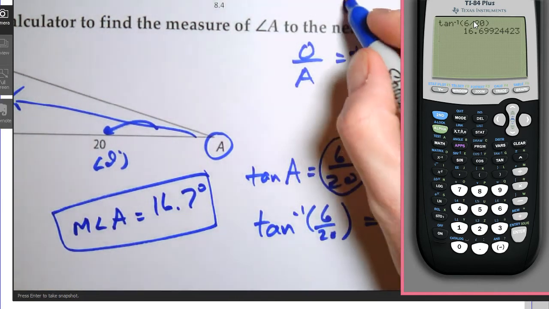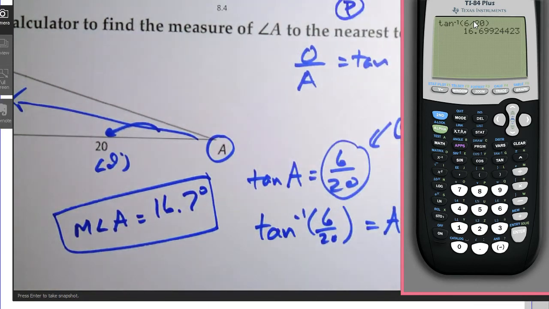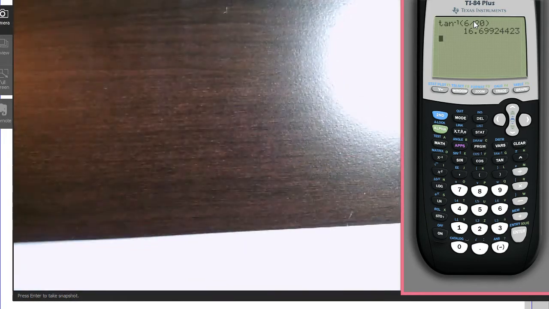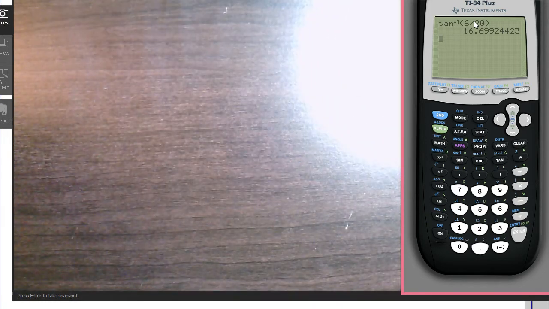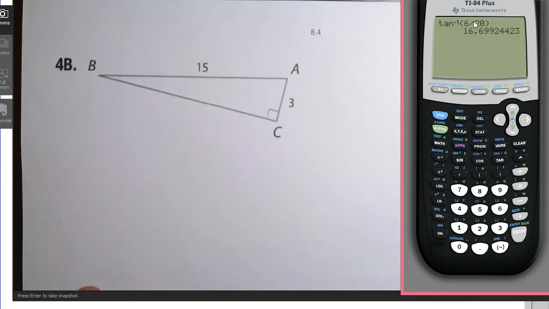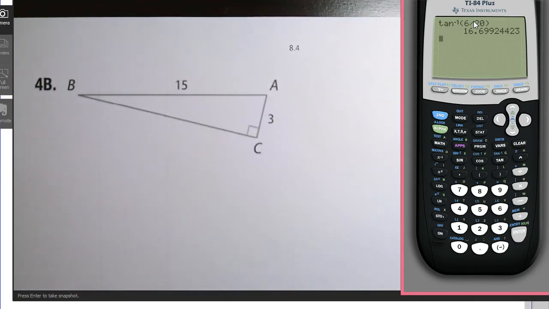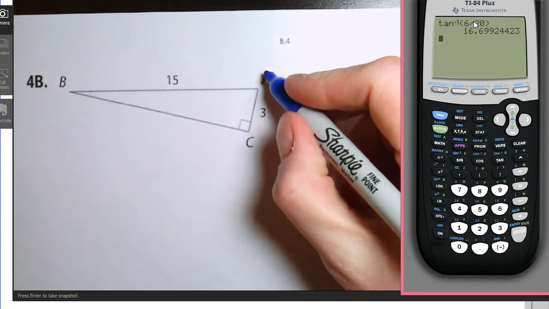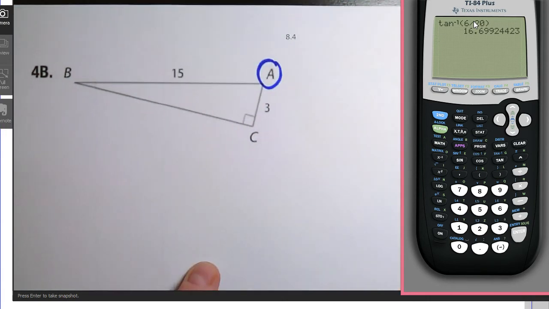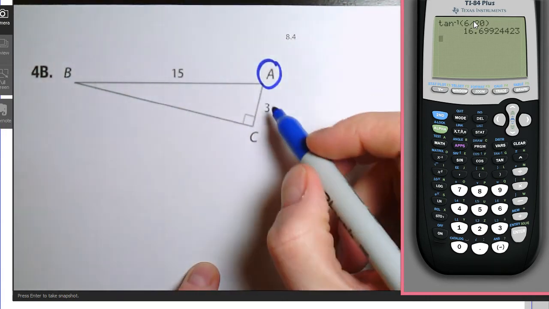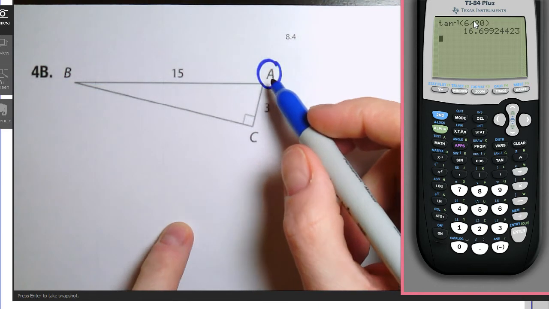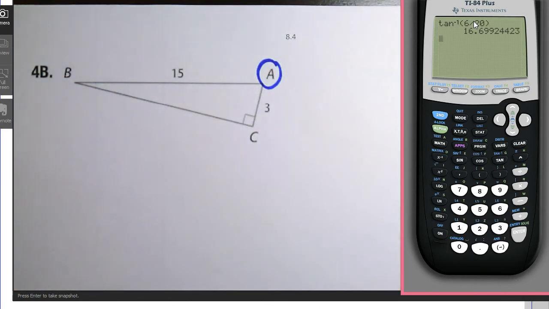All right, let's try one more. Just one more problem. I know this video is running long, but you can see how quickly those were. So here's problem 4b from your sheet. We're solving for angle A again. The question is which trig function would I use to set up for angle A, and then which inverse function would I use?